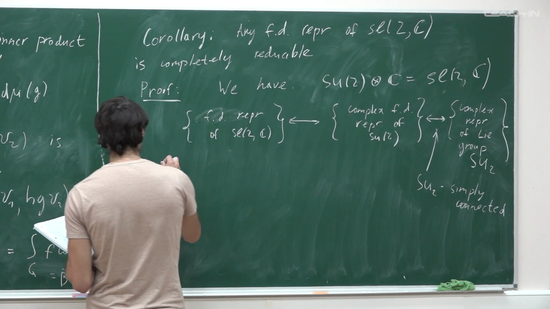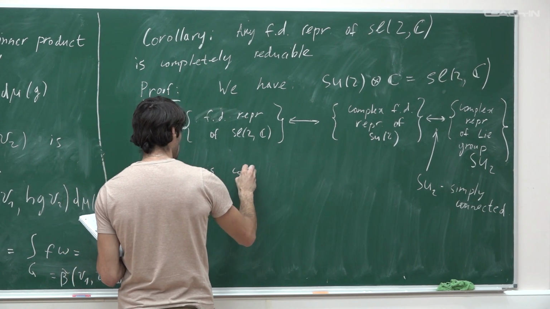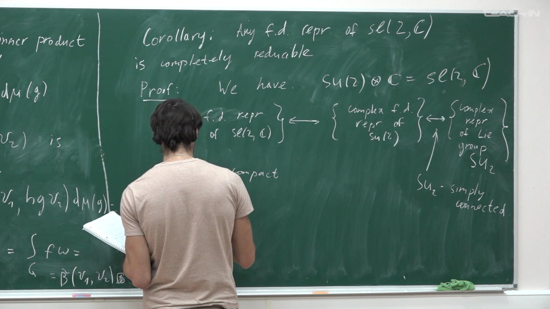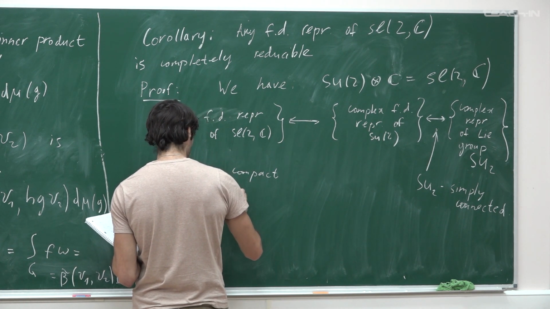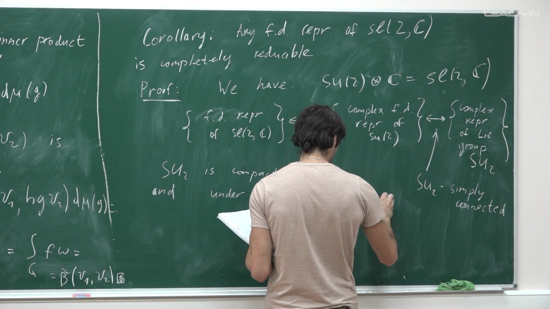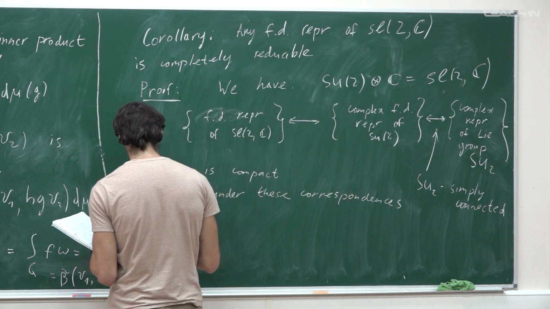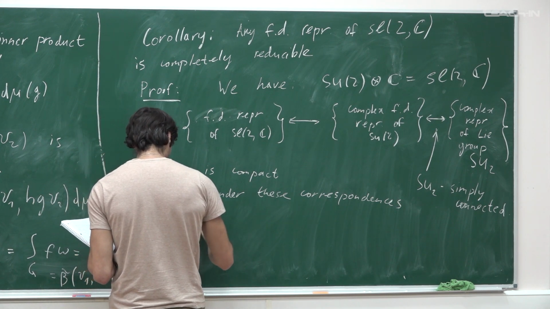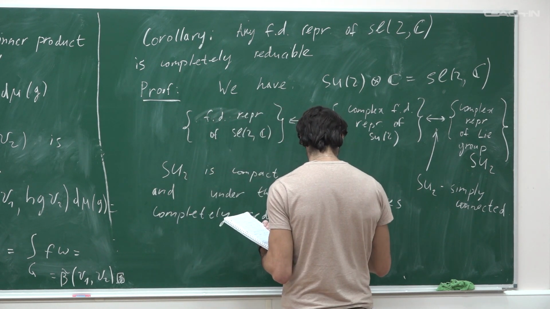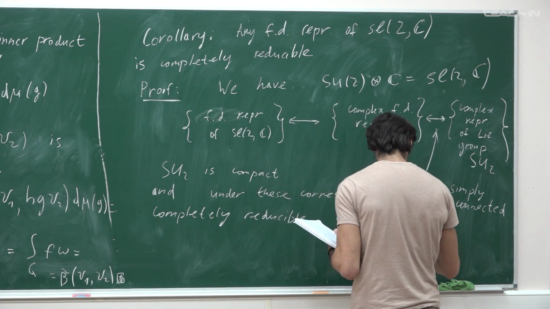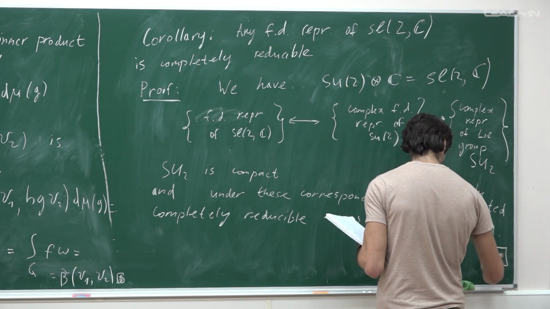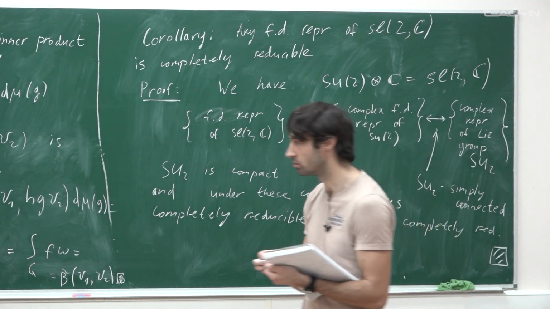So how to put it on the board? SU2 is compact, and under these correspondences, completely reducible goes to completely reducible. That's it. That proves the corollary.